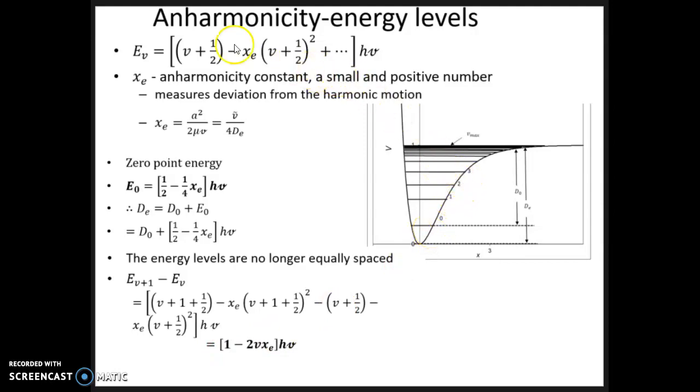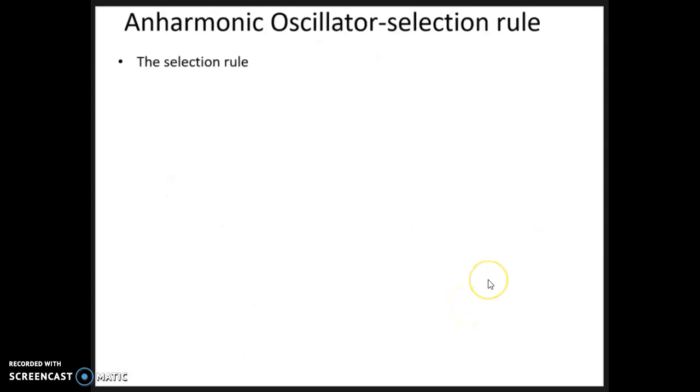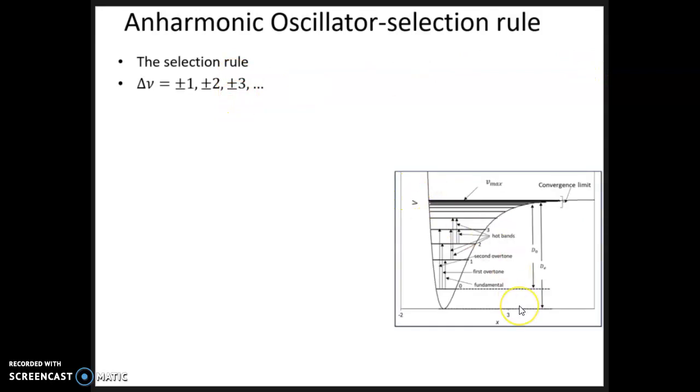Another consequence of this anharmonicity is that the number of vibrational levels is now finite. Because the bond eventually breaks with the appropriate amount of energy, we have a finite vibrational level, unlike for the harmonic approximation, where it is infinite and no energy level exists after the maximum. So the selection rule in this case allows v to change by values other than 1. v can change by plus or minus 1, plus or minus 2, plus or minus 3, and so on and so forth.